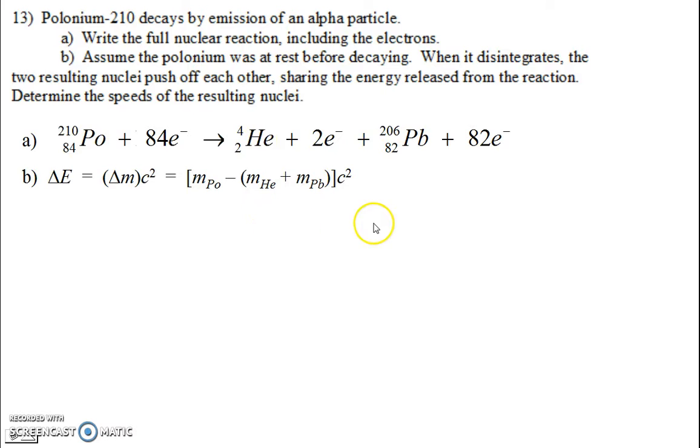We remember when we look up the numbers on the chart, the atomic masses already include the masses of the electrons. You don't have to worry about that. So once you pause the video here, go ahead and put your numbers in. Let's go ahead and calculate delta E.